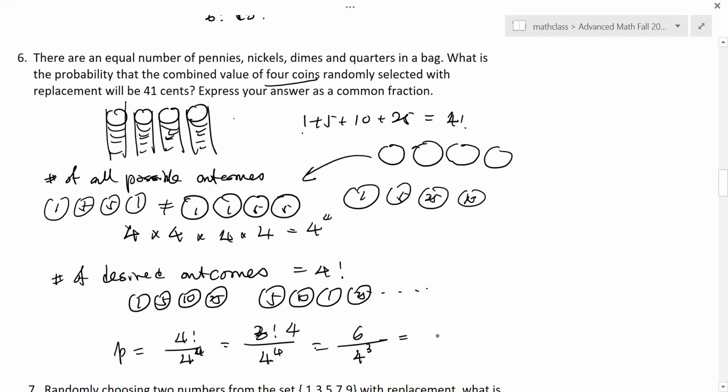All right, and you multiply this out, you will get 3 over 32. 3 over 32 is the correct answer. Got it?